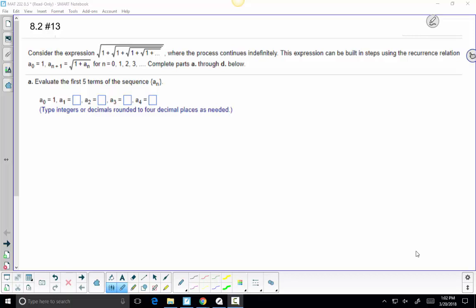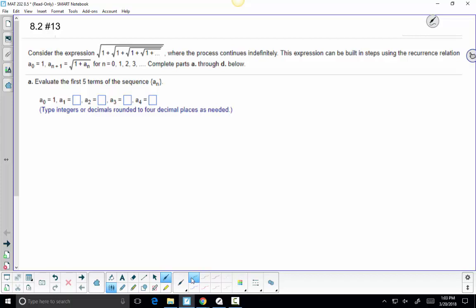Square root problem. I think the first part's probably pretty straightforward, figuring out the terms. We plug in the index value to get the term. So a sub 0 is given to be 1. To find a sub 1, we take and add 1 to a sub 0. So we're going to get the square root of 2 for the next term.